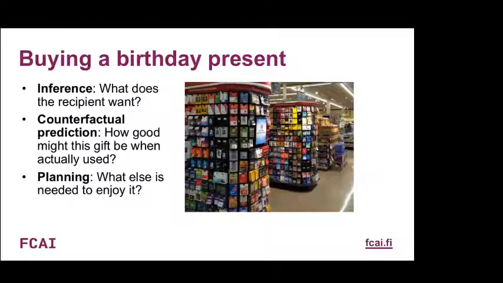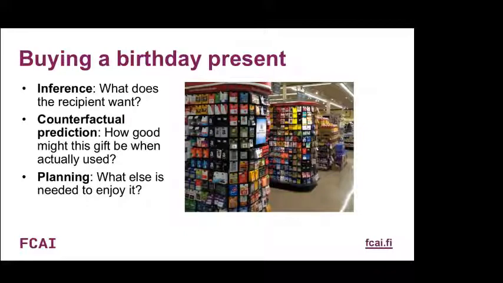So I want to give you an illustration of why this adaptation is such a big problem, and I take an everyday example. Let's say that you're buying a present for a person who's not very close to you. You've seen that person a few times, and now you need to buy a present, and you go to the store, and everything in the store is a possible gift. So how on earth can you pick a birthday present?